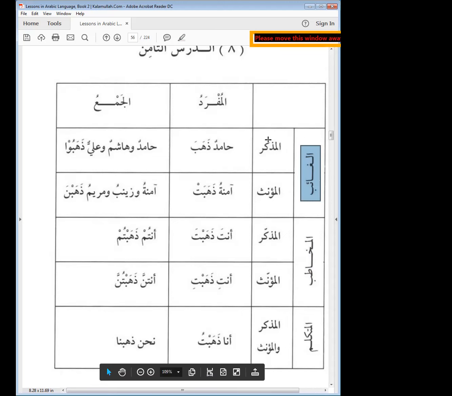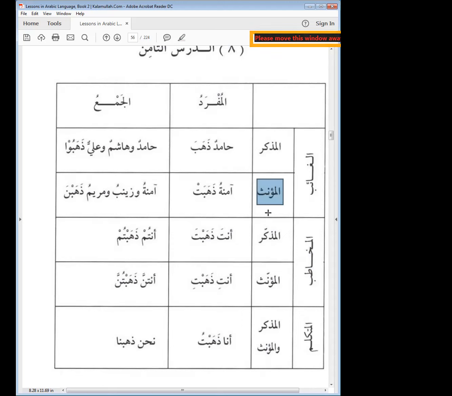Then under each heading, each category, you have Al-Mudhakkar and Al-Mu'annath. Masculine and feminine. Mudhakkar, Mu'annath. Right, so let's look at the verb dhahaba and how this changes under each heading. All right, so we're looking at Mufrad. Right, so you say Hamidun dhahaba. Hamid went. Then Mu'annath. Aminatu dhahabat. And then Mukhatab, Mudhakkar, anta, dhahabta. Then anti, dhahabti. Ana, dhahabtu. Right? So if you can say after me, Hamidun dhahaba. Aminatu dhahabat. Anta, dhahabta. Anti, dhahabti. Ana, dhahabtu.